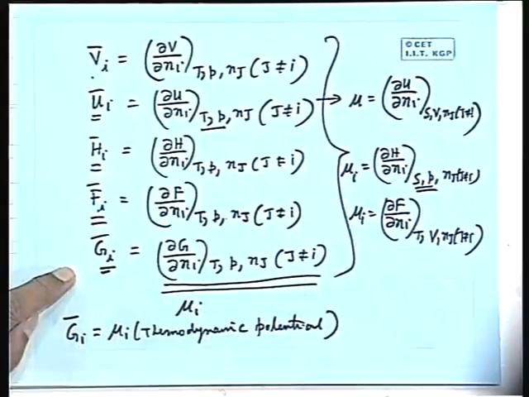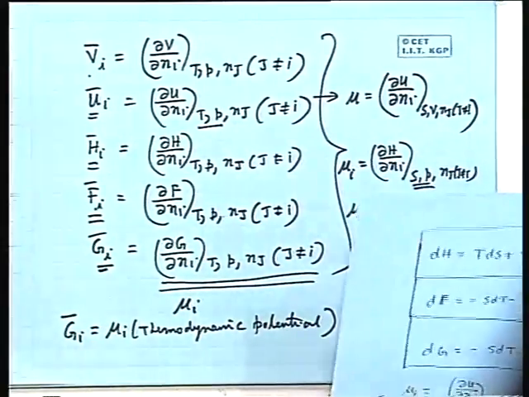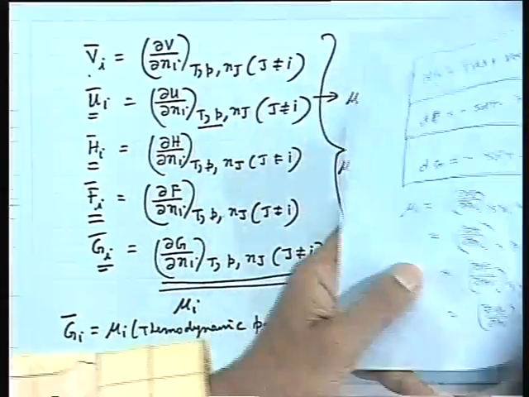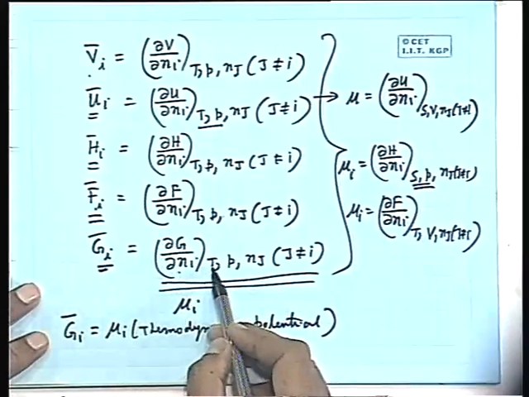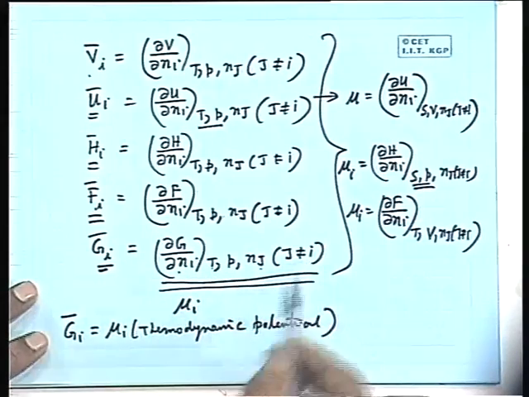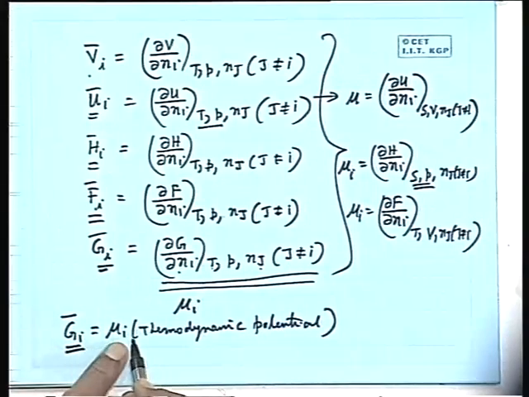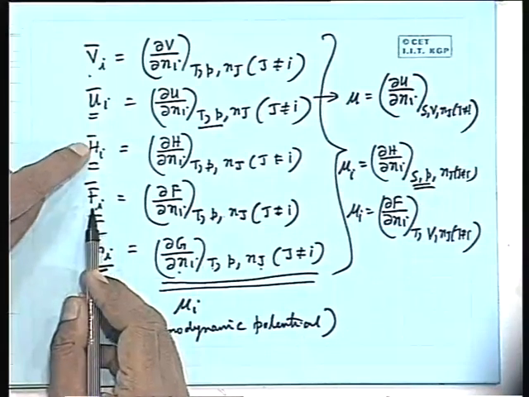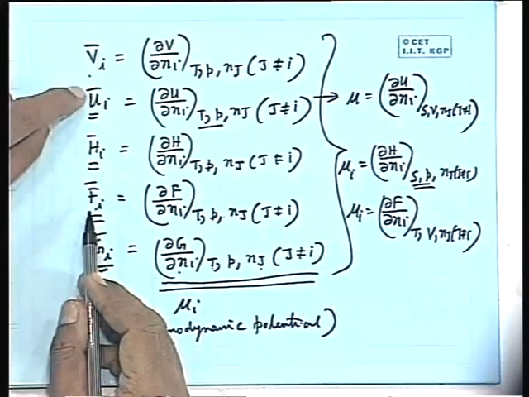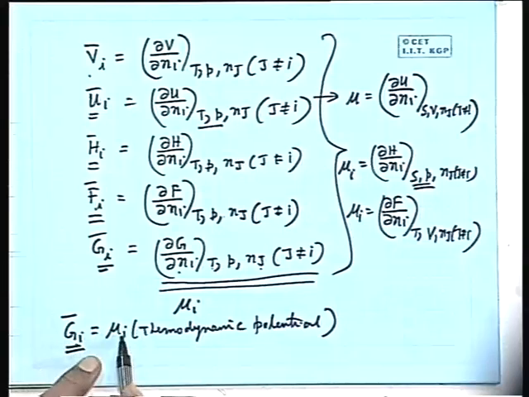If you recollect the definition of thermodynamic potential, you will see that it is only for the Gibbs function that we defined it, in terms of del G del Ni at constant temperature, pressure and Nj, j not equal to i. Therefore, it is the partial molar Gibbs function which equals the thermodynamic potential. Very important: it is not the partial molar Helmholtz function, not the partial molar enthalpy, not the partial molar internal energy, not the partial molar volume, which becomes equal to the thermodynamic potential. So Gi bar is the thermodynamic potential.